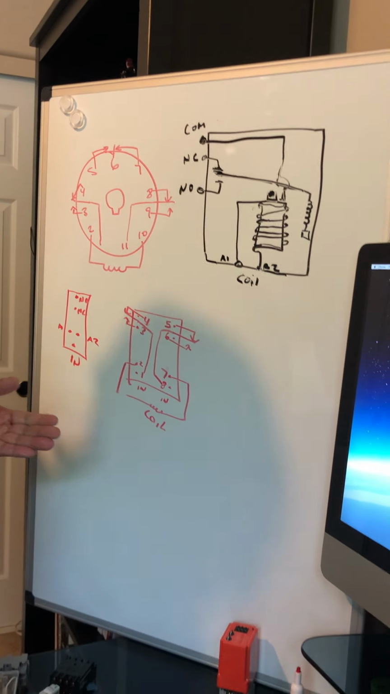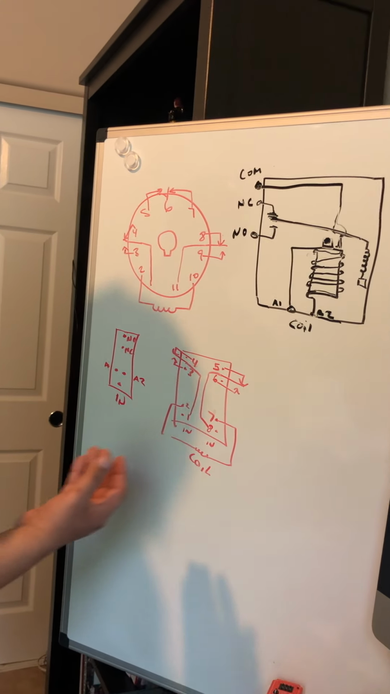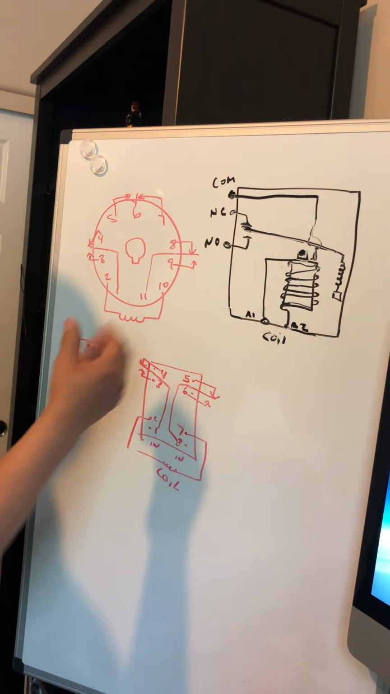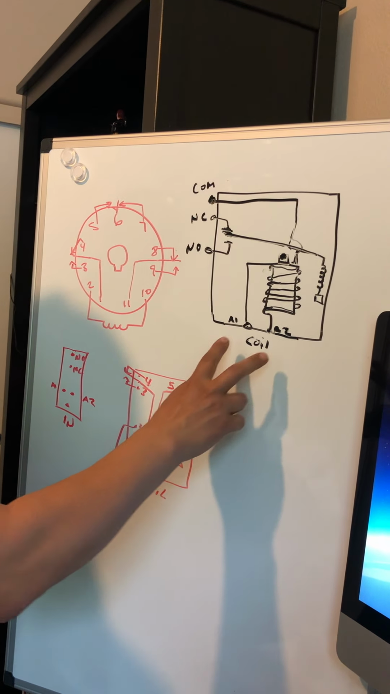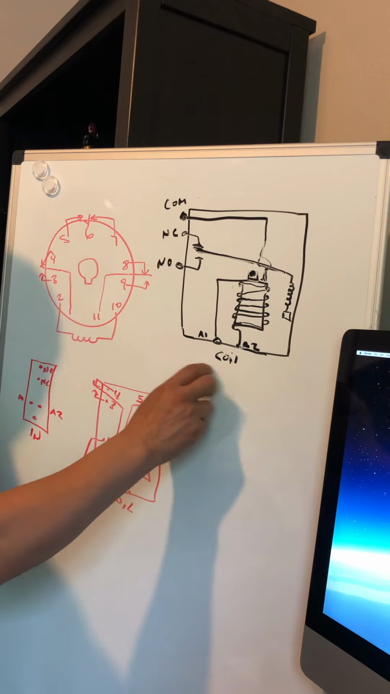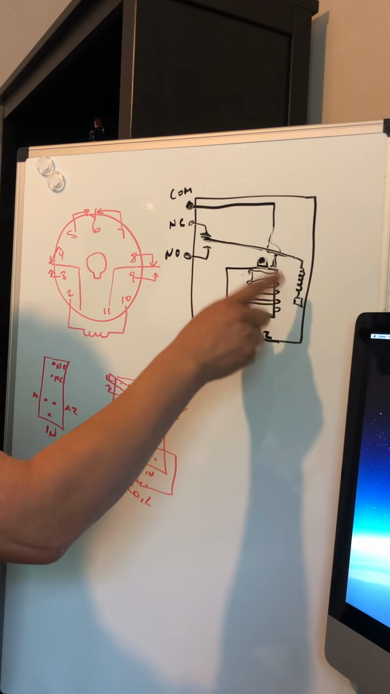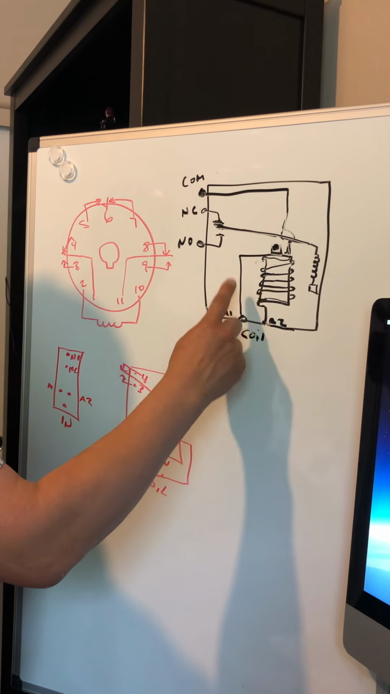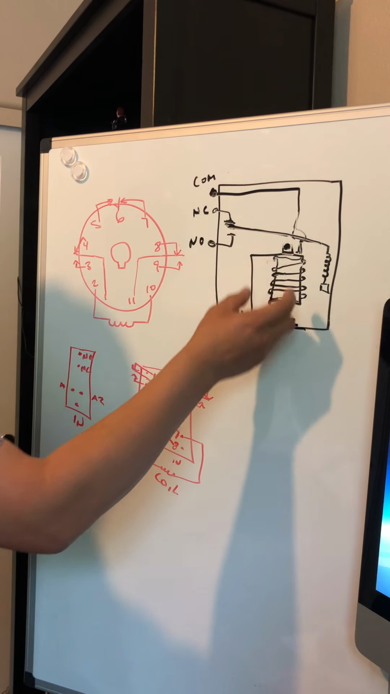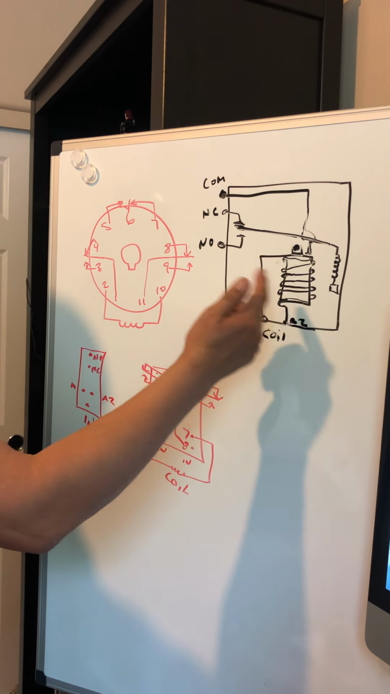How does it work? How does a relay work? Here's an example of how a relay actually works. Well, the internal workings of a relay right there. Again, the coil, your A1 and A2 is your coil. That's where your power comes in. Again, it wraps around your aluminum wire, wraps around a metal casing. Again, right there, it creates a magnetic field.